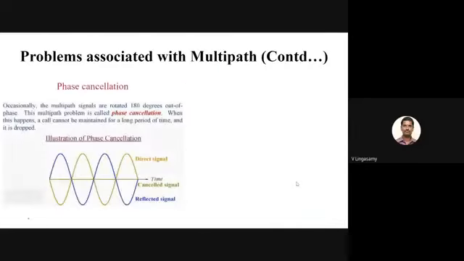Next is phase cancellation. This is what I was mentioning. This is the direct signal. The reflected signal is this one, exactly opposite in phase. What will happen? The phase gets cancelled, right? Therefore the signal will be dropped. It is completely dropped. That is how it happens.